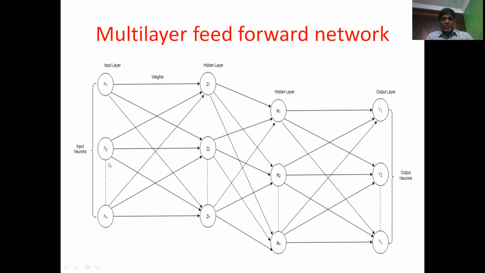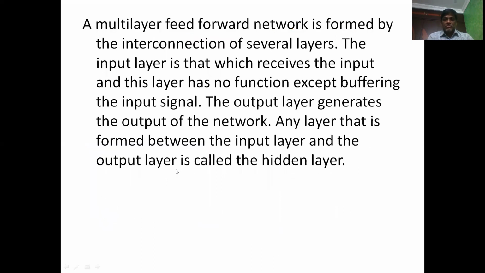Again, X1, X2, so on, Xn are input layer neurons where they act as simply the buffering neurons, and processing happens at hidden layers and output layers. Okay, right. So this is the explanation given.